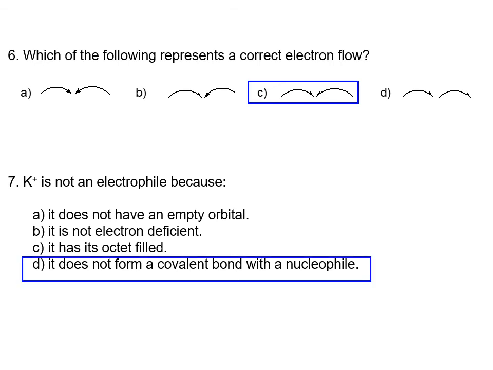It does not form a covalent bond with the nucleophile. Potassium cation is a relatively stable species because it has the electronic structure of a noble gas, the previous noble gas, argon, and so it is stable as it is, and it has no tendency to accept a free electron pair. So despite positive charge and empty orbitals, it has no tendency to accept a free electron pair, and that's why it is not an electrophile.